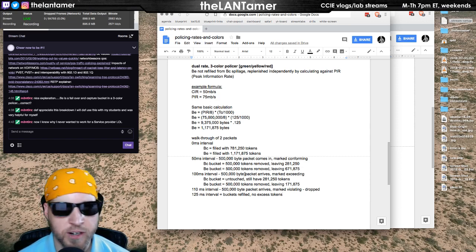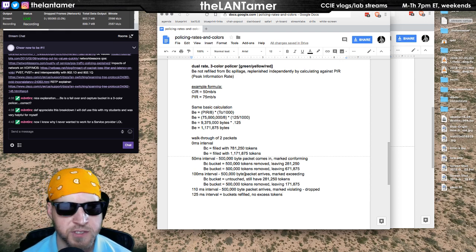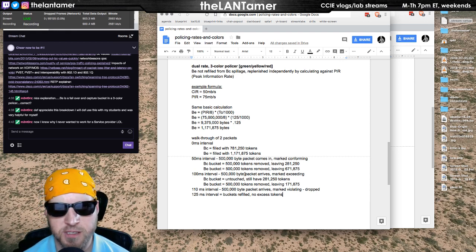So, more granular control. And that is policing, folks. Whether you're doing 2-color, 3-color, single rate, dual rate. I hope that helps.